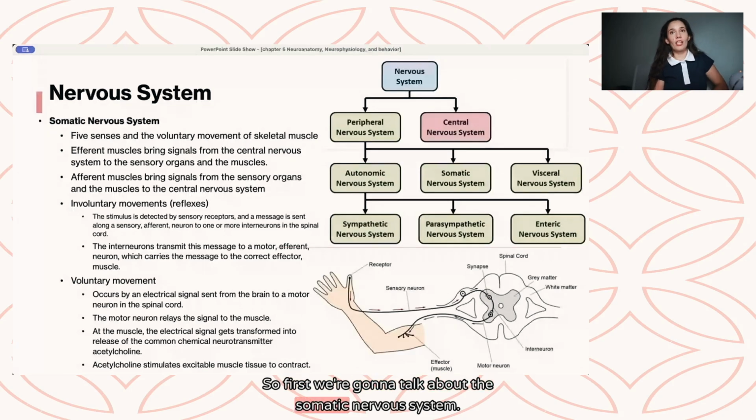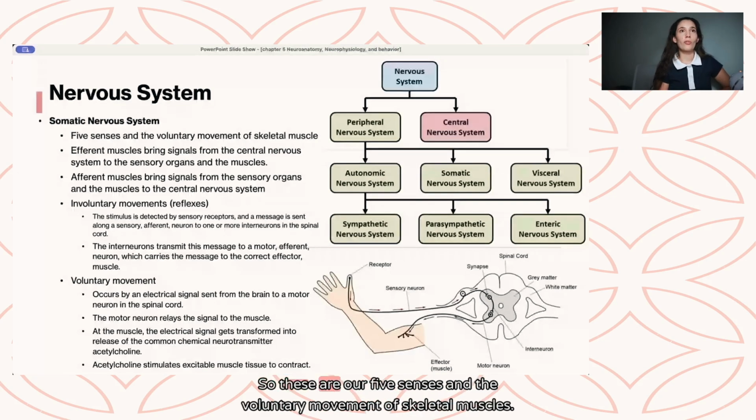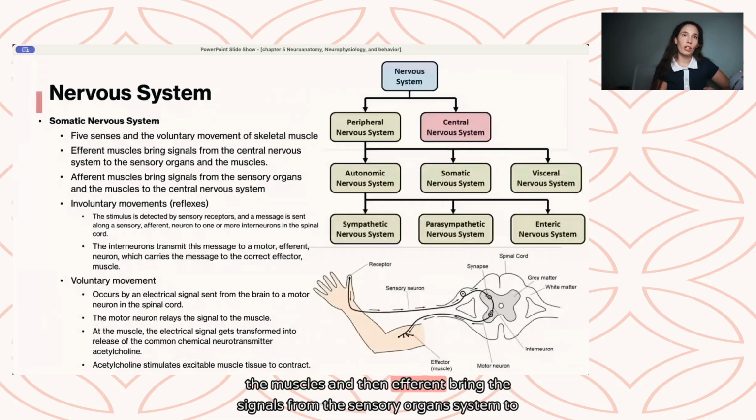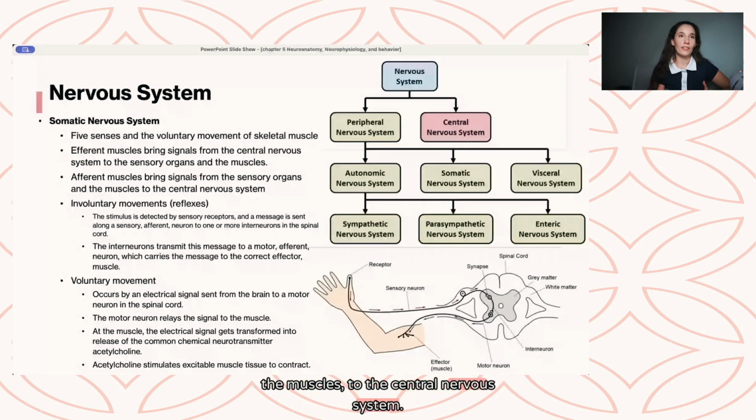So first, we're going to talk about the somatic nervous system. So these are our five senses and the voluntary movement of skeletal muscles. Efferent nerves bring signals from the central nervous system to organs and the muscles, and then afferent bring the signals from the sensory organs to the central nervous system. So efferent is going from our central nervous system out, and afferent is going in.